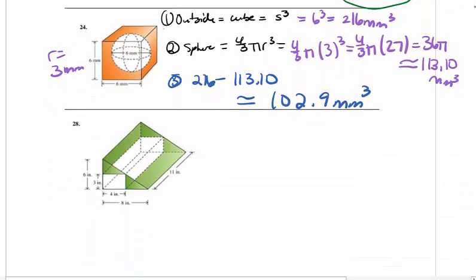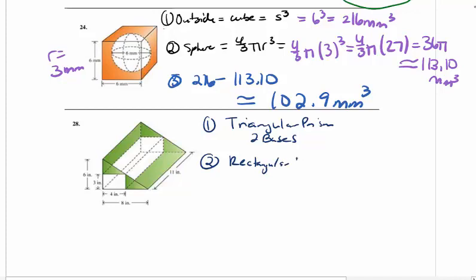Going to number 28. In this case, I have an outside figure that is a triangular prism. There are how many bases on this one? There are 2 bases. And I have on the inside a rectangular prism. So remember, if there's 2 bases, the formula is area of the base times the height.